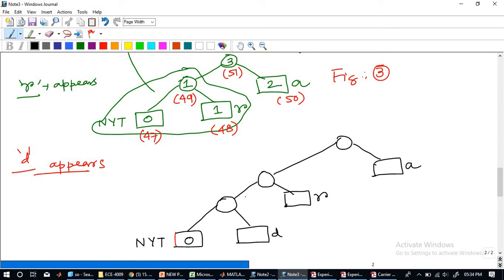So, tell me the node weights one by one. First, this is 0. D has appeared once, 1 plus 0. R is 1 plus 1. This one is 2 plus 2. Now give me the node numbers. 51, 50, 49, 48, 47, 46, 45. That's correct.